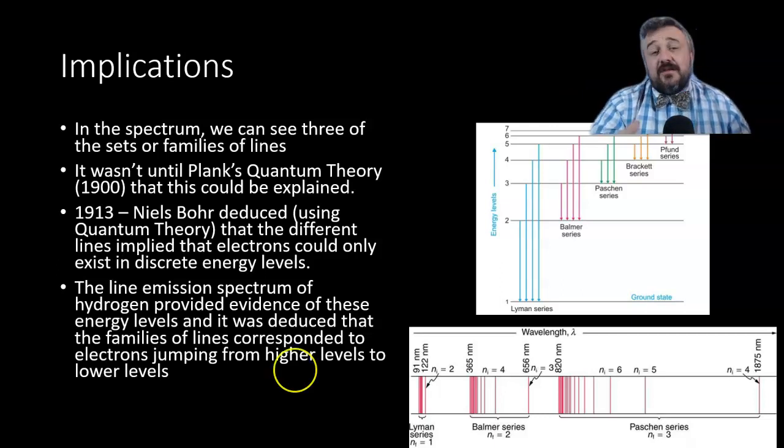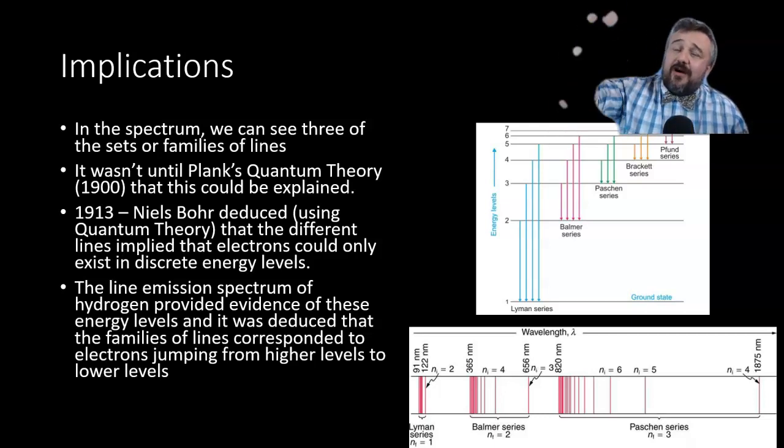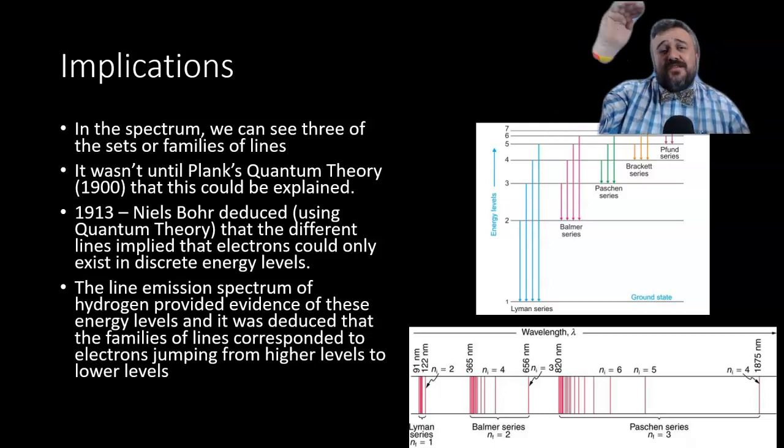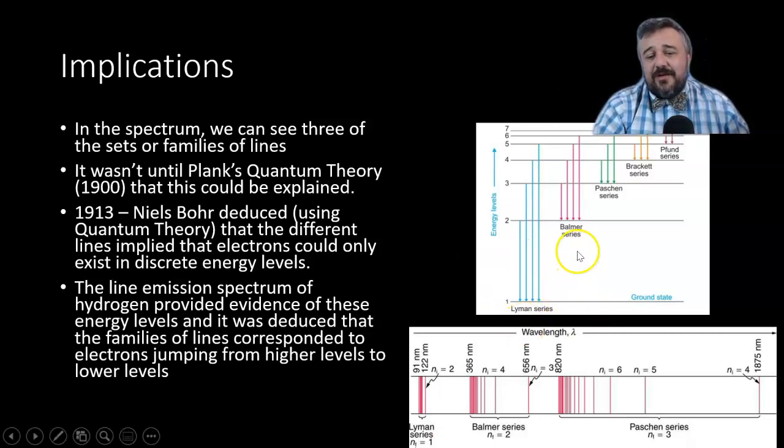It tells us that the line emission spectra provide evidence of that, right? But they also helped us work out that electrons were jumping from a higher level down. Because they jump from a higher level down, the law of conservation says that energy needs to be conserved. So some of that energy has to leave, and it leaves as a photon. And again, this is the Lyman, Balmer, Paschen, Brackett, and Pfund.